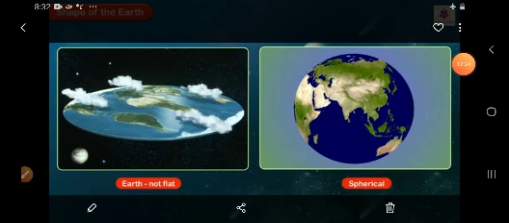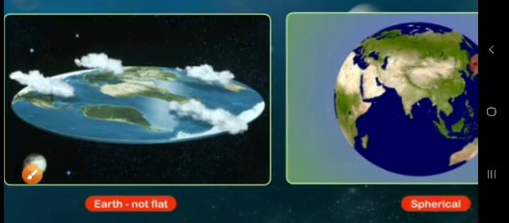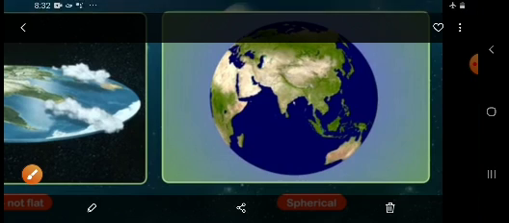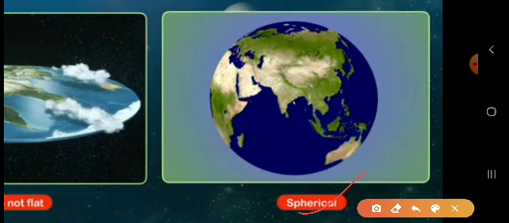Now, the people who thought that the earth is flat, like this, children. Previously they thought that the earth is somewhat like this, and now after these two scientists found that the earth was spherical, they understood that actually the shape of the earth is not flat, but it is like this, spherical. So children, now they understood that the shape of the earth was not flat, it is spherical.